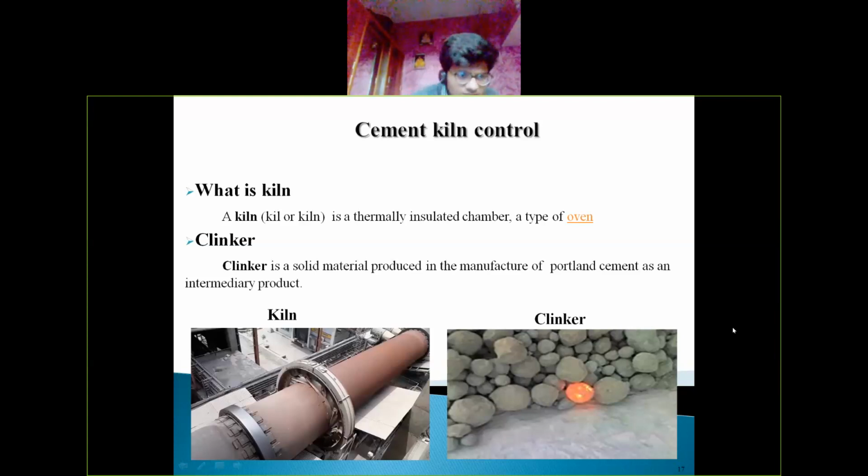You can see in the first diagram the kiln. This is the kiln in the cement plant. Clinker is the small cement raw material. Clinker is a solid material that is produced in the manufacture of Portland cement as an intermediate product. Portland cement is a brand of cement.